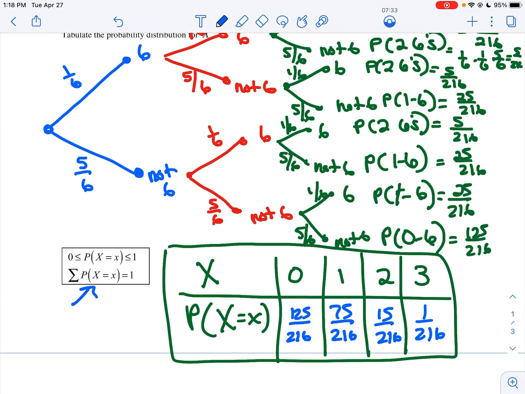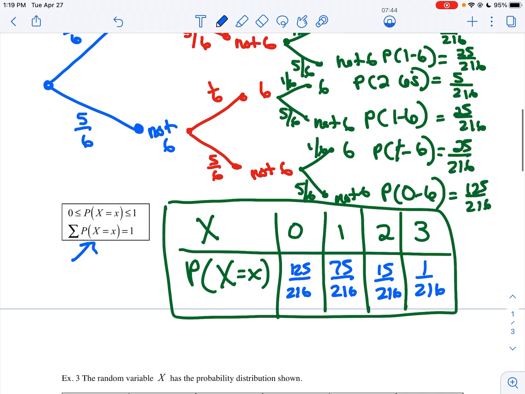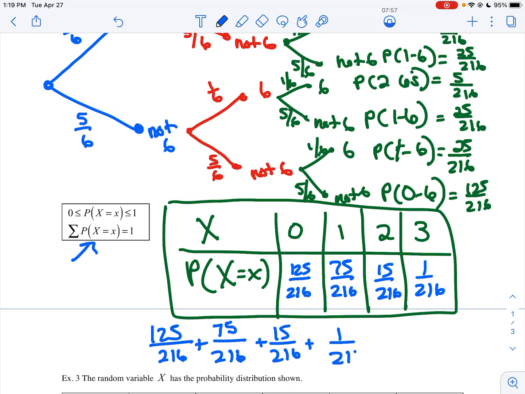Now something I want to point out that I already mentioned is a probability distribution of a random variable represents all the values the variable can take, and it adds up to 1. This is going to be important. So I would take 125 over 216 plus 75 over 216 plus 15 over 216 plus 1 over 216. What does that equal? Well, that ends up being 216 over 216, which is 1. So that does verify that definition.